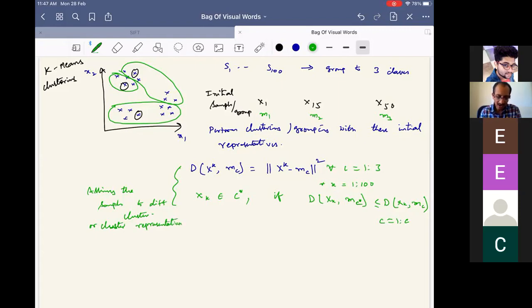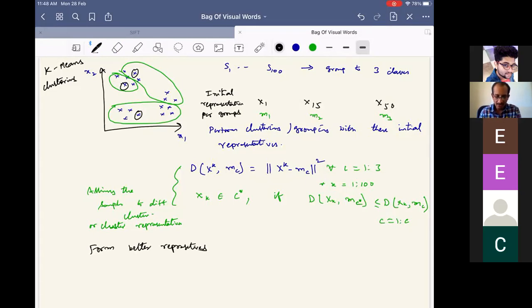Now, these are not very good. So what we do is form new cluster representatives. We start with initial samples as initial representatives. I will write here. And now form better representatives. What is the method to form better representatives? Any idea?